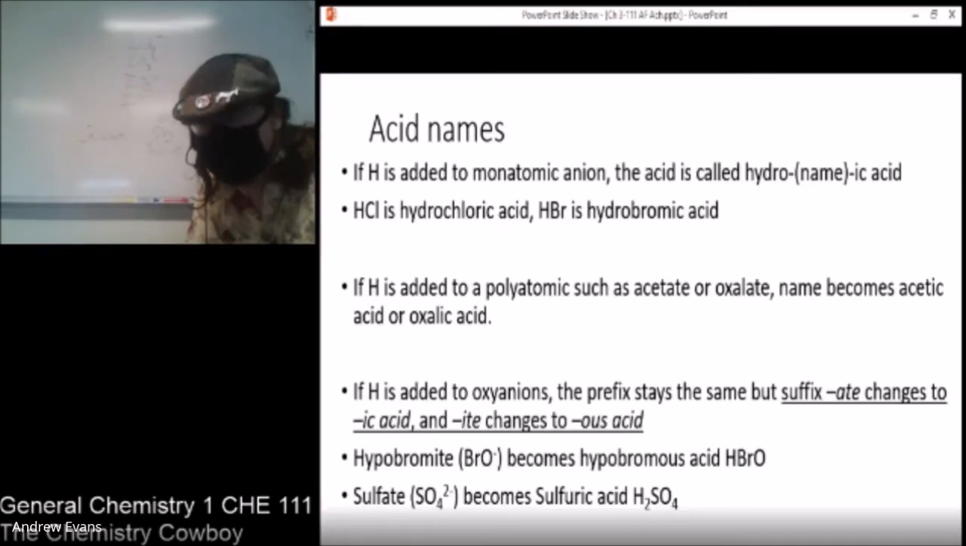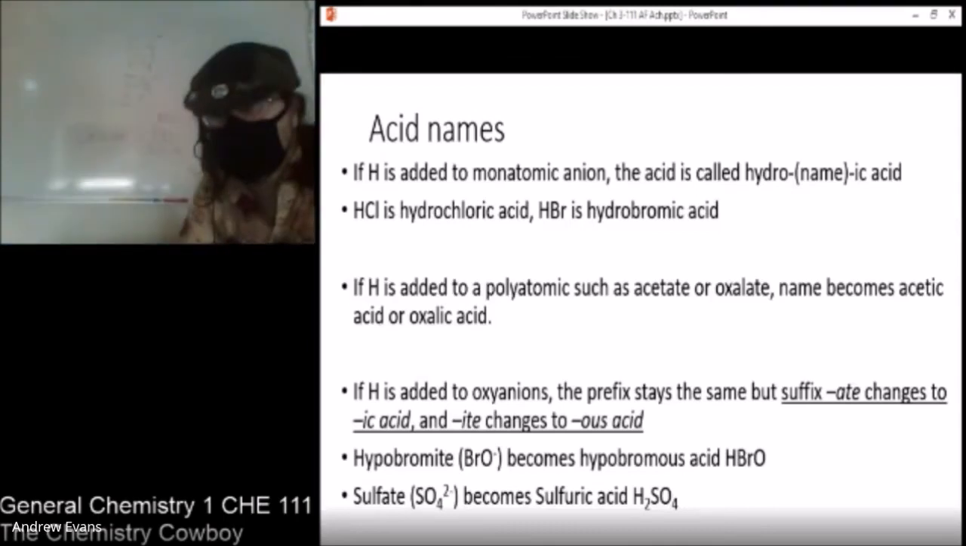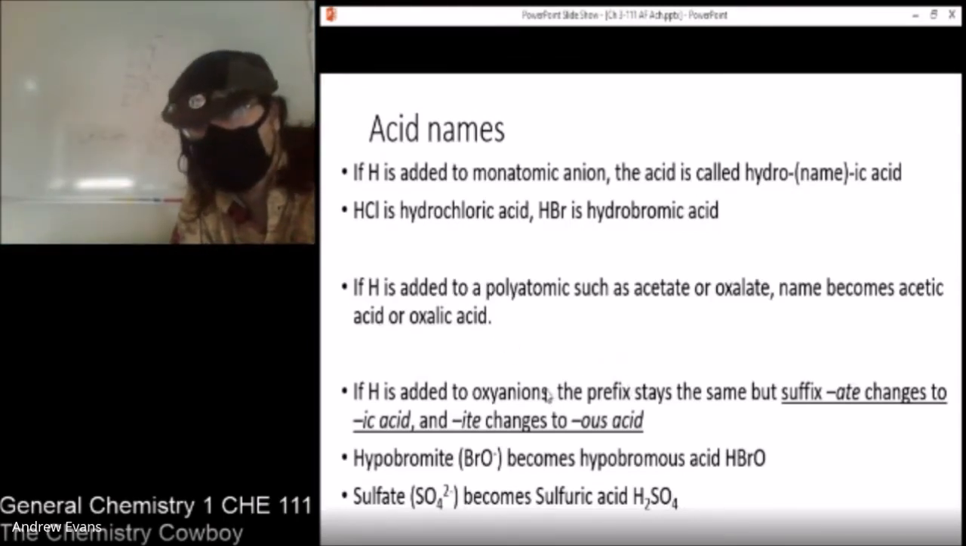But the problem is some of our guys have an ITE. The ITE, instead of going to an IC acid, goes to an OUS acid. So hypobromite would become hypobromous acid. Sulfate becomes sulfuric acid, but sulfite would become sulfurous acid. So basically we have to learn that ATE goes to IC and ITE goes to OUS. And that's what we're going to do with our acids. So it's just going to add one more little thing.